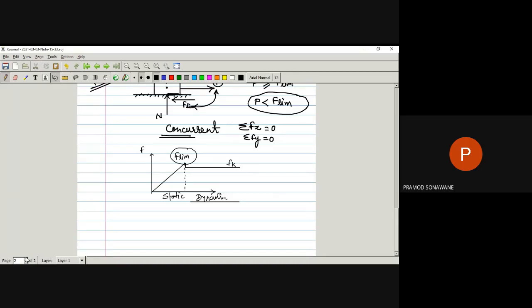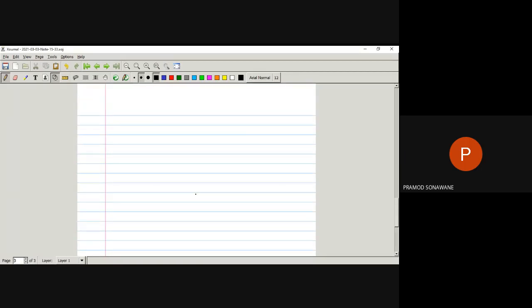Now four important concepts I am going to teach today. First is coefficient of static friction mu s and coefficient of dynamic friction mu k. Can you tell me what is mu s? Coefficient of static friction.